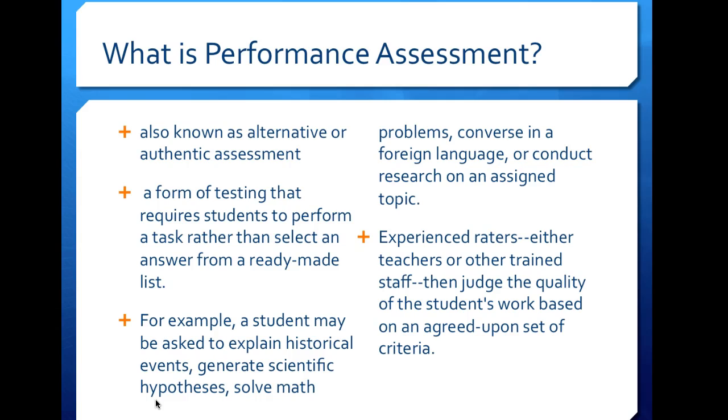Example of assessment types. So you have acceptable evidence: tests, quizzes, academic prompts, informal checks for understanding, performance tasks, observations and dialogues. Performance assessment is authentic assessment. It's a form of testing that requires students to perform a task rather than select an answer from a ready-made list. It can be combined with other kinds of testing. For example, the student may be asked to explain historical events, generate scientific hypotheses, solve math problems, converse in a foreign language, conduct research on an assigned topic. In fact, if you're a second language speaker, or teacher, and you had to take a second language test, you had to converse in a foreign language as part of your evaluation.